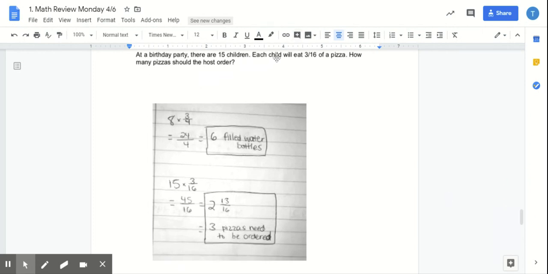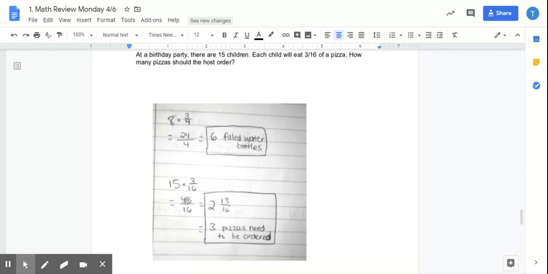The second one. At a birthday party, there are 15 children. Each child will eat 3/16 of a pizza. How many pizzas should the host order? So realize you need to figure out the total amount of pizza that will be eaten by the children in order to figure out how many pizzas the host needs to order in order for all these kids to have the 3/16 of a pizza. So again, one child is eating 3/16. I need to figure out how many 15 children will eat. So I need to multiply again.